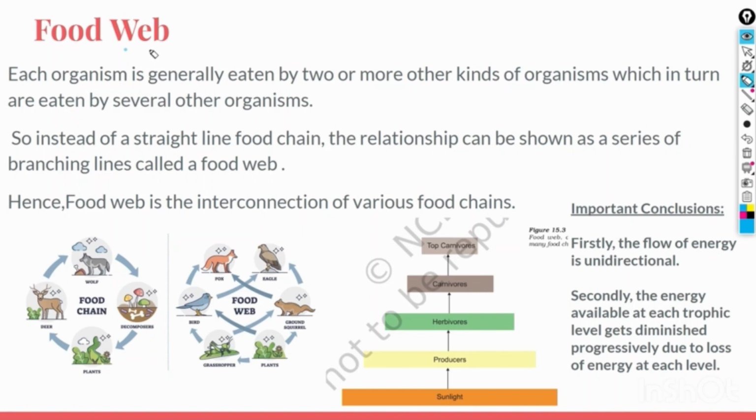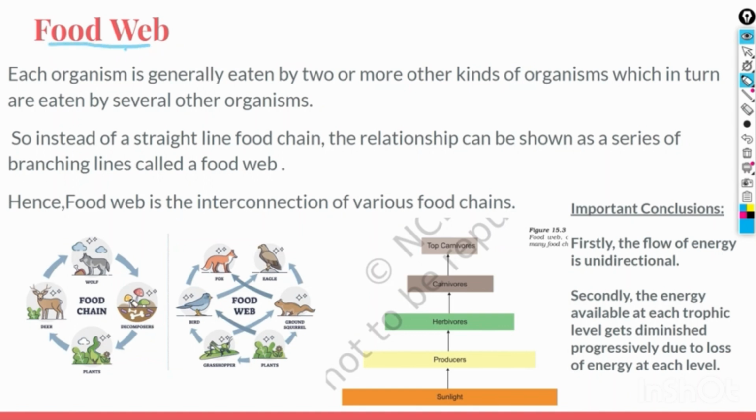So in reality, we do not have one chain existing in the environment separately. So we don't see that, okay, a grasshopper is only being eaten by a frog, or a frog is only being eaten by a snake and no one else, or a frog is only eating a grasshopper and nothing else. A frog may eat various other insects. So all the time in our environment, various food chains are colliding and interacting with each other and forming a food web. So they are interconnected.